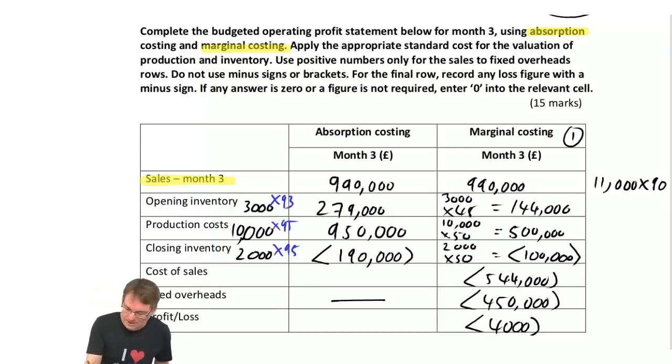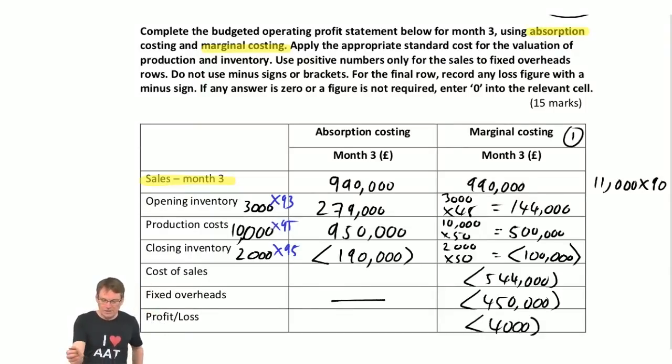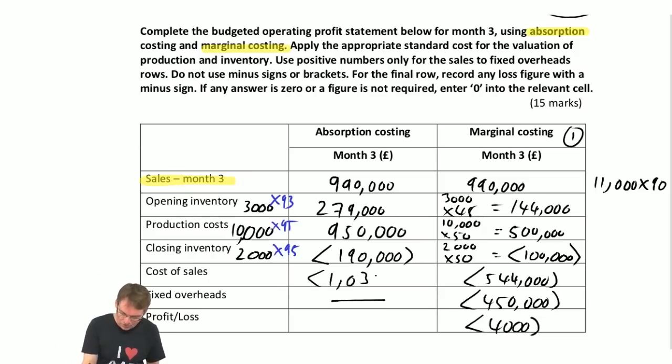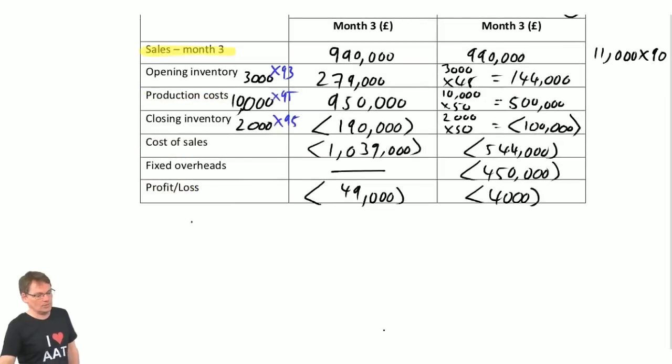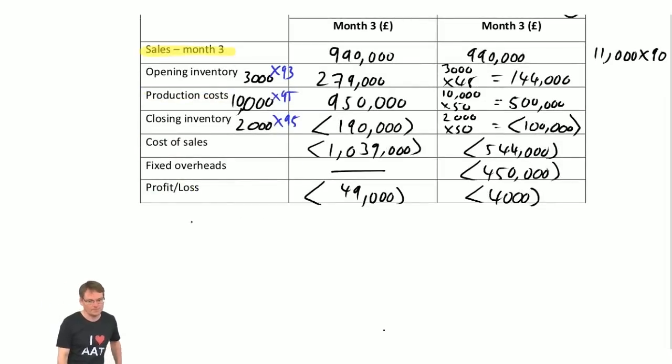That gives me a cost of sales of 279 plus 950 minus 190. That comes to 1,039,000. And that gives me a loss of £49,000. Again, remember, put your minus sign in to make it clear.